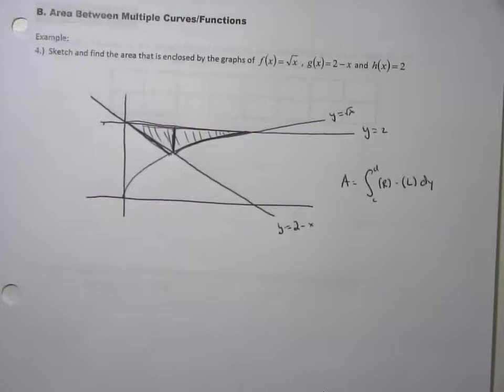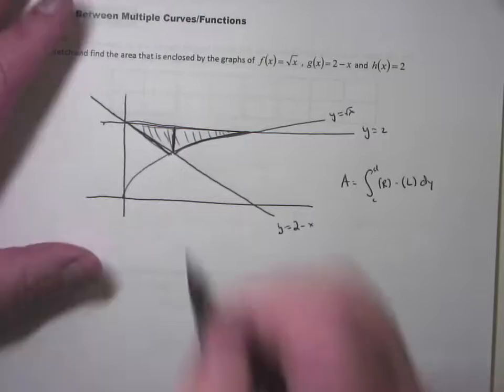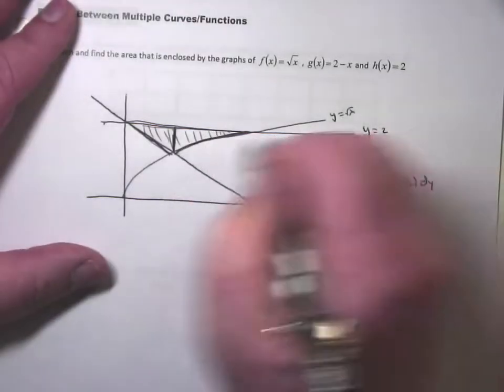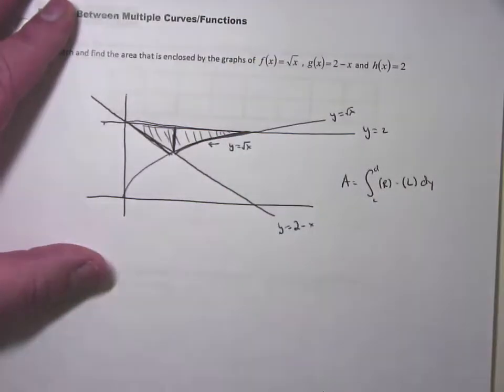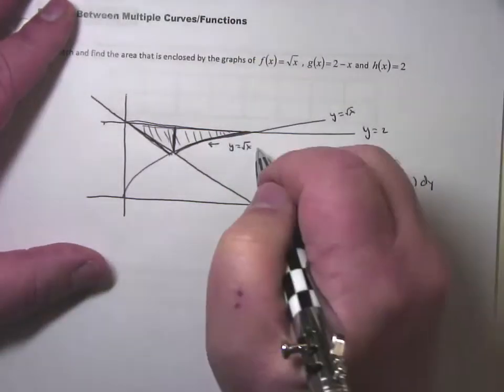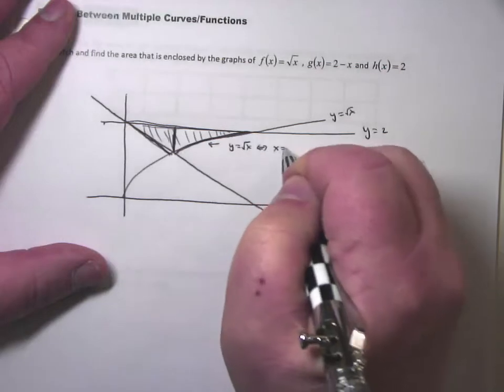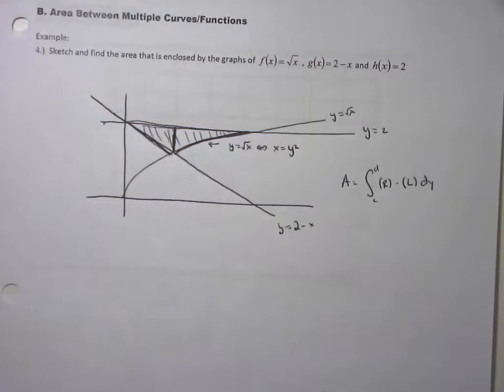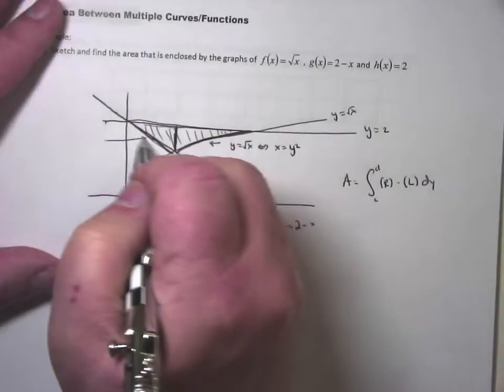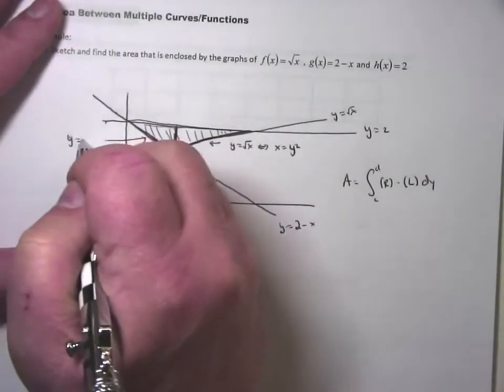But I only have to worry about 2 of them. This was my parabola right here. This equation was y equals the square root of x. To solve for this guy in terms of x, this would also mean that x is equal to y squared. I square both sides. And this equation right here was the line y equals 2 minus x.